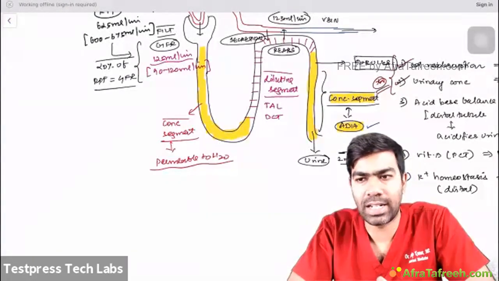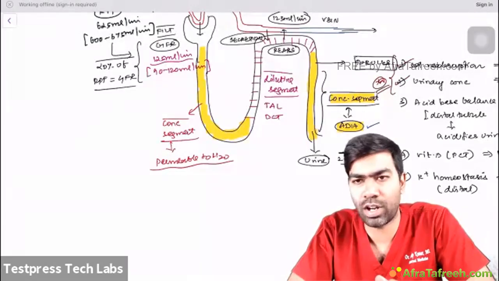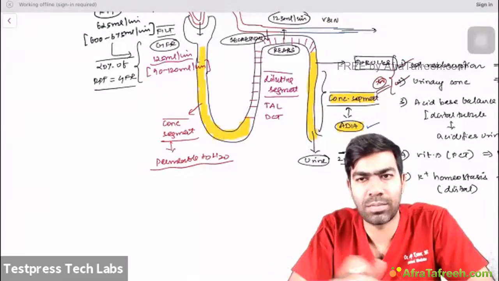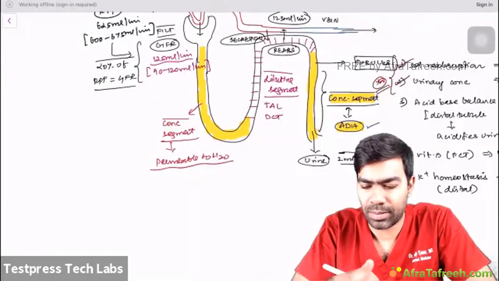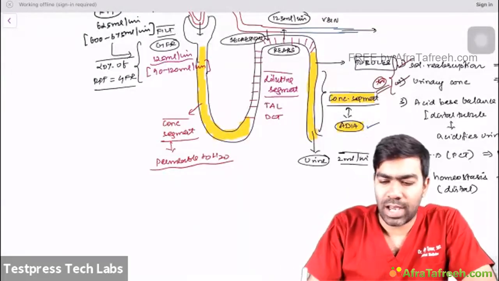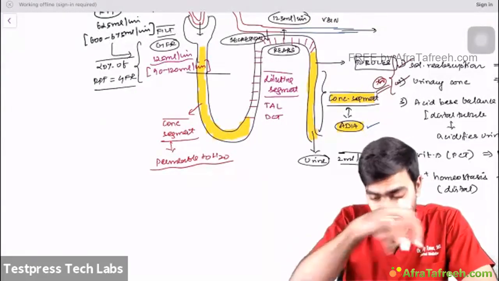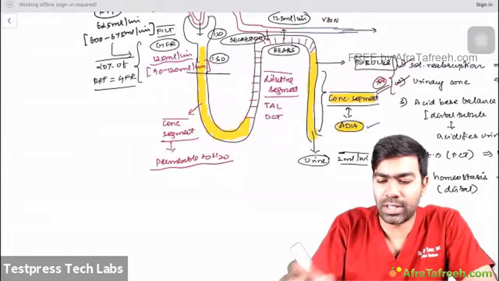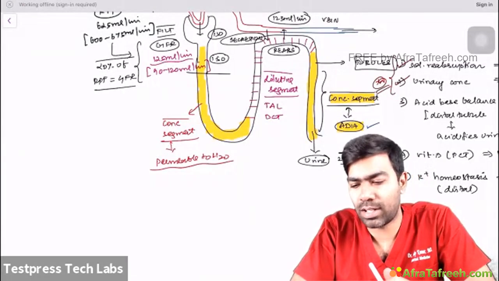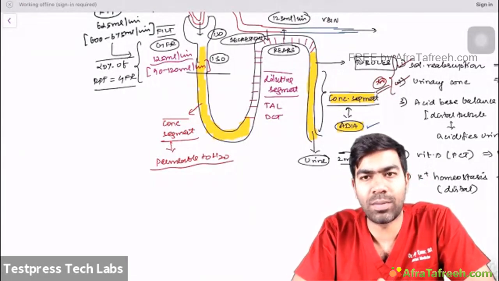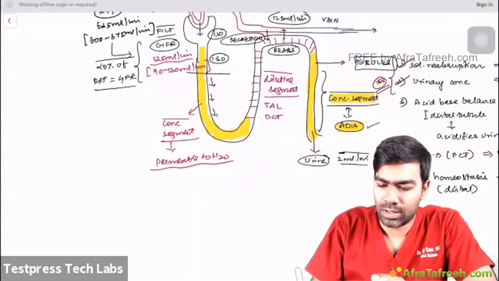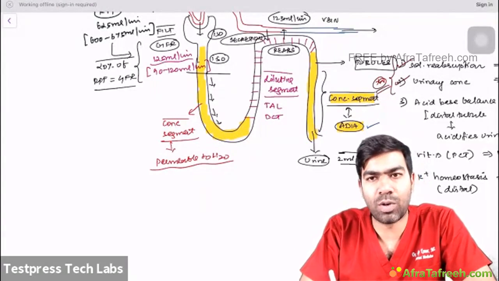But the PCT and thin descending limbs of the loop of Henle are basically going to be permeable to water, and they can act like a concentrating segment, because if you remove water without solute, that becomes a concentrating segment. So remember, as you enter the PCT in the beginning, the urine will be isoosmotic only. The glomerular filtrate that is formed is basically isoosmotic. And in the proximal convoluted tubule, once again, the urine will be isoosmotic in nature. As they move down, they'll become concentrated and more hyperosmotic.